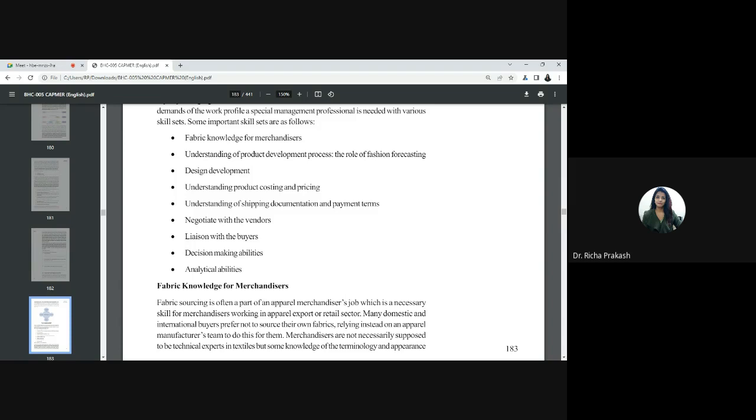Negotiating with the vendors, liaison with the buyers, decision making abilities. One has to be kind of decisive कि कोई problem आई है, but I have to take a decision. I can't be like ये भी कर सकते हैं वो भी कर सकते हैं.